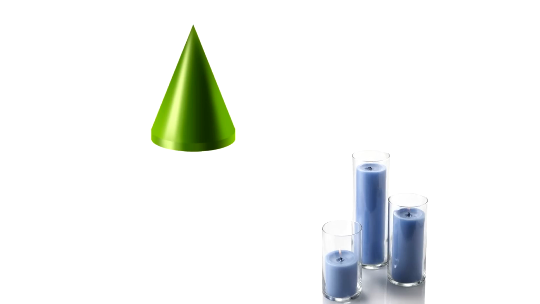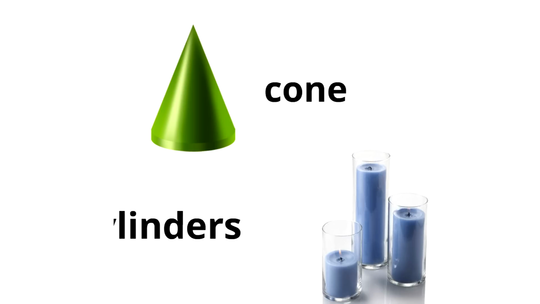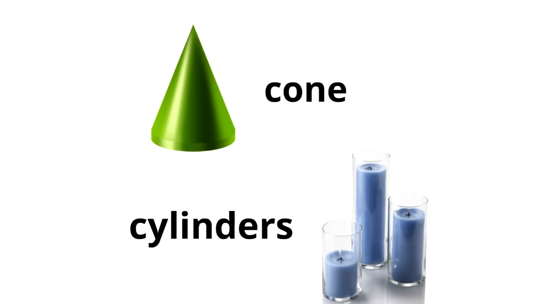At the top we have a cone. A cone. It's got a circle base on the bottom, and it all comes up to one point called a vertex. Do you remember the shape here on the bottom? These are 3 cylinders. They have a circle on the top and a circle on the bottom, and it's smooth all around.